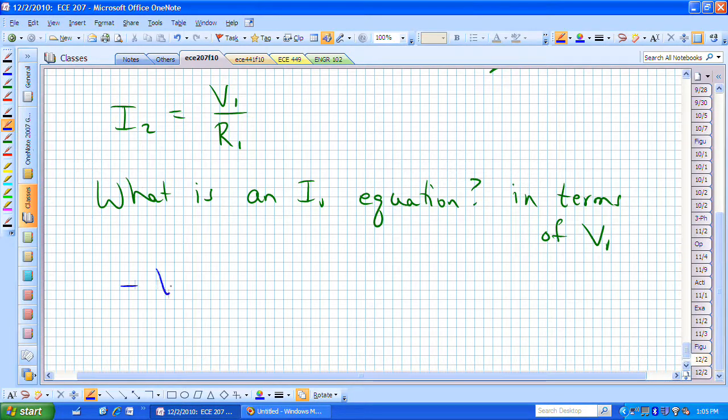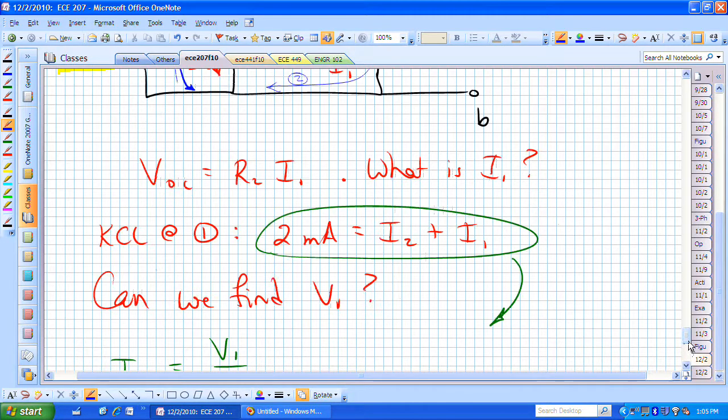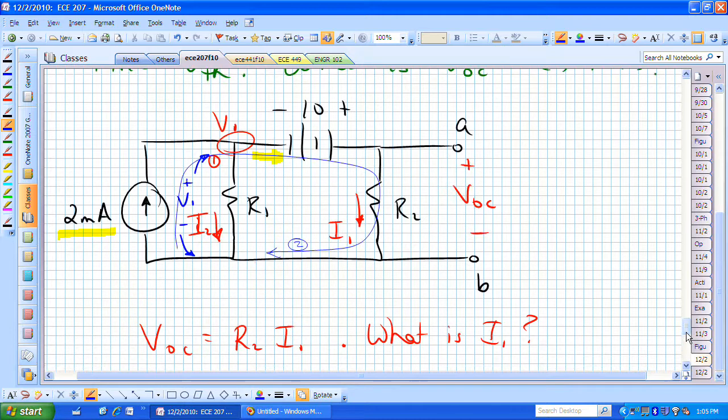I can say minus V1 minus 10, I'm entering the negative terminal of that 10-volt battery, plus, and now what was over on the right-hand side? Was that R sub 2 times I1? Maybe I shouldn't have labeled that R sub 2 and I1, but that's now R sub 2 and I sub 1.